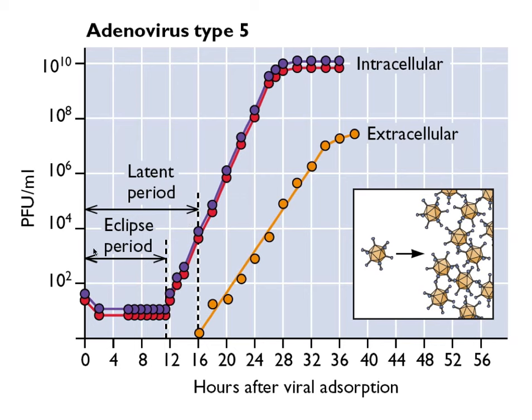So the eclipse period is the time when there is no virus produced at all inside of the cell. And then there's a period between 12 and 16 hours where viruses are being made, but they're not yet released from the cell. That's the latent period.